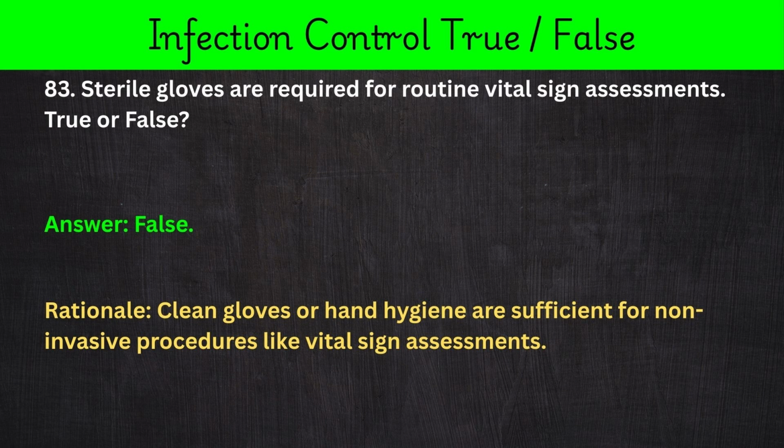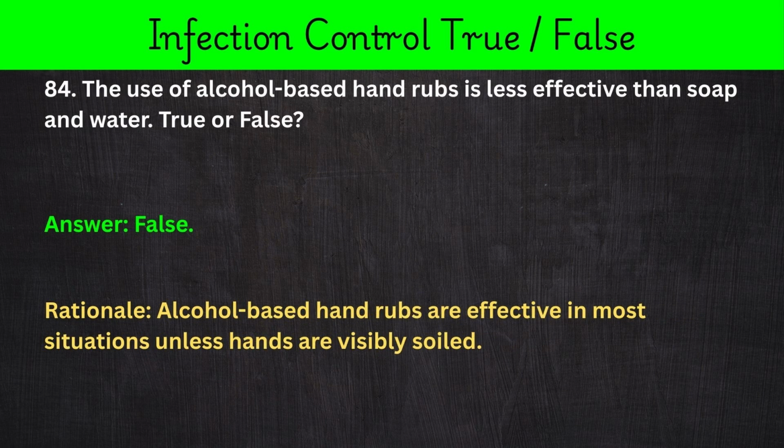83. Sterile gloves are required for routine vital sign assessments. True or false? Answer: false. Rationale: clean gloves or hand hygiene are sufficient for non-invasive procedures like vital sign assessments. 84. The use of alcohol-based hand rubs is less effective than soap and water. True or false? Answer: false. Rationale: alcohol-based hand rubs are effective in most situations unless hands are visibly soiled.